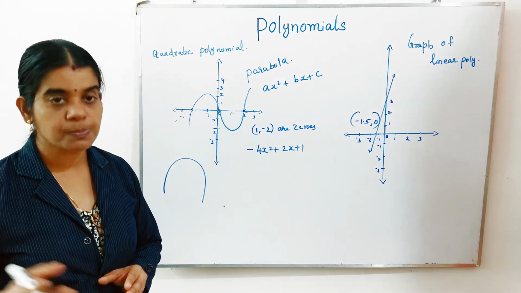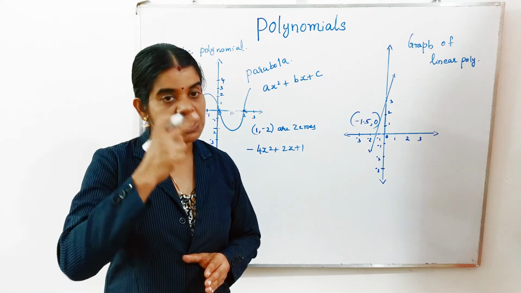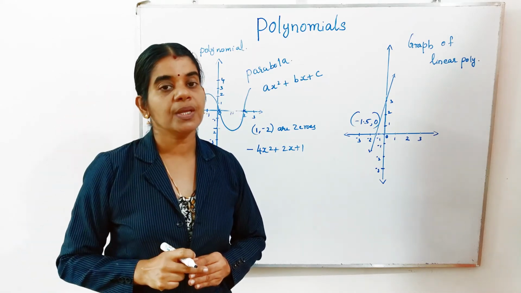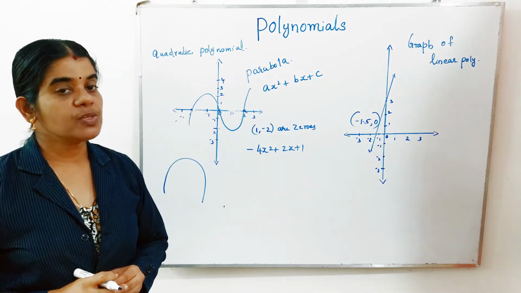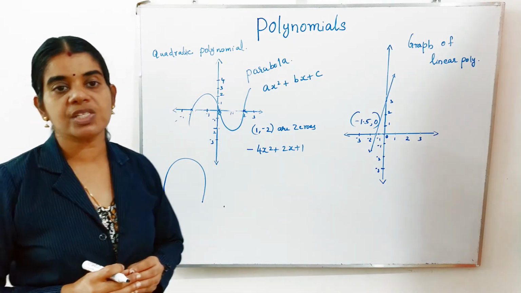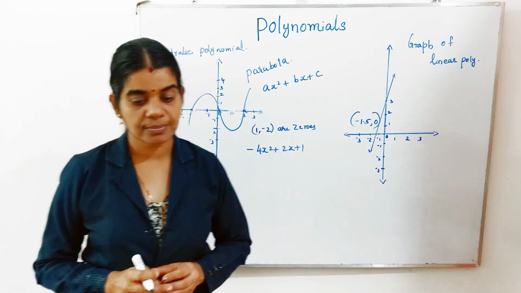The name of the graph is parabola. According to the value of a, if a is positive, it will be U-shaped. If a is negative, it will be in the downward direction. In the case of a cubic polynomial, 3 points of intersection will be there, and so there are a maximum of 3 zeros.